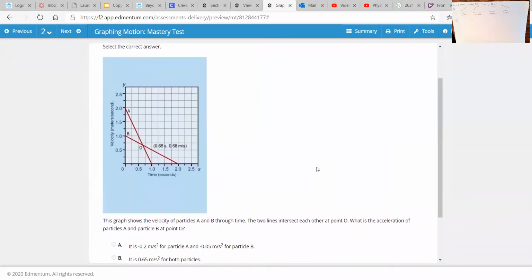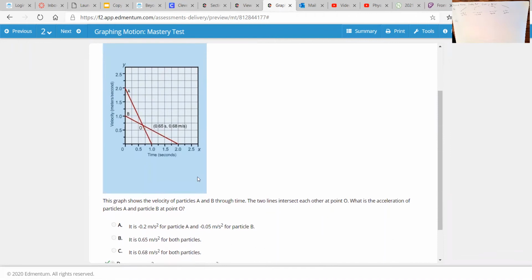Number two. So this graph shows the velocity of particle A, and then particle B, through time. They intersect right about here on this graph. What is the acceleration of particles A and B at point O? So that point right there. Well, the acceleration on a velocity versus time graph equals the slope of the lines. So you'll just look for the slope of line A and line B. Okay?